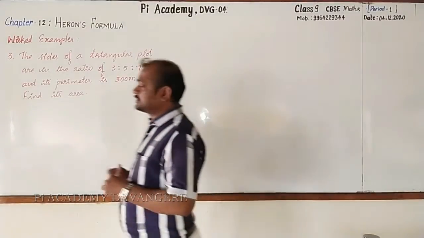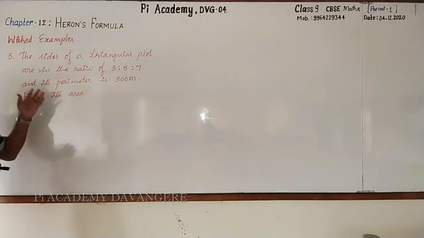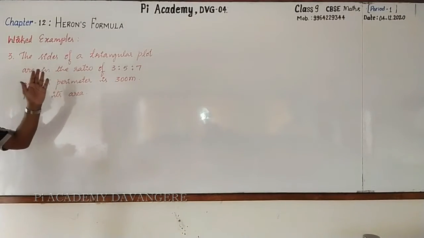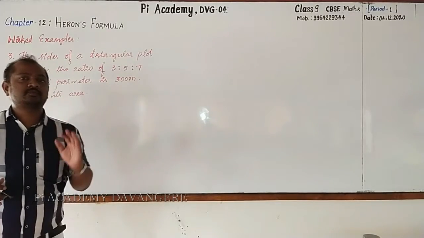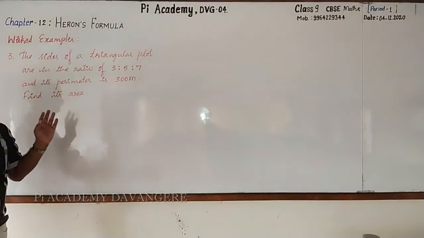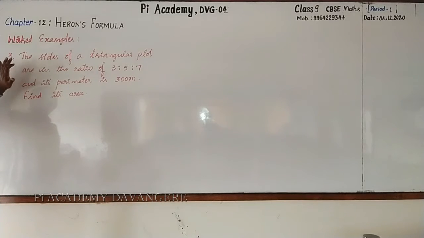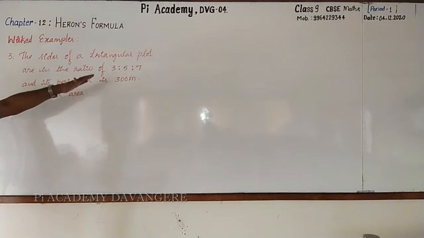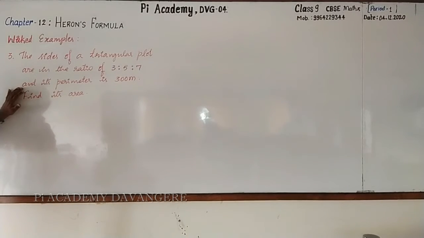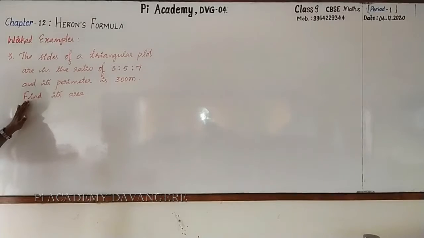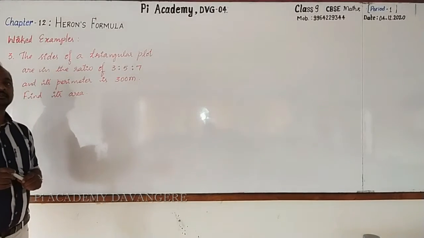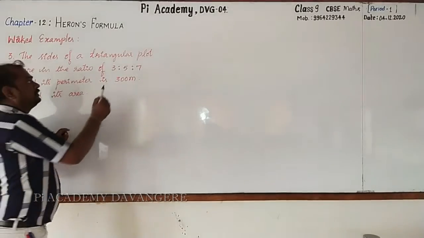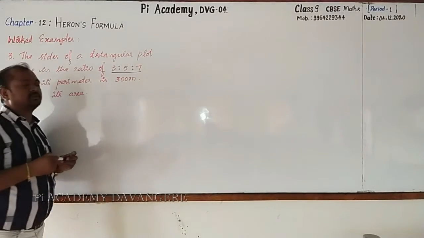Now, dear students, now we are moving to second type. In the first type, they had given all the three sides of the triangle and we were asked to find out the area of the triangle. But here, observe, the sides of a triangular plot are in the ratio 3:5:7 and its perimeter is 300 meter. Find its area. Here, have I given the sides? Yes, but these sides are in the ratio 3:5:7.